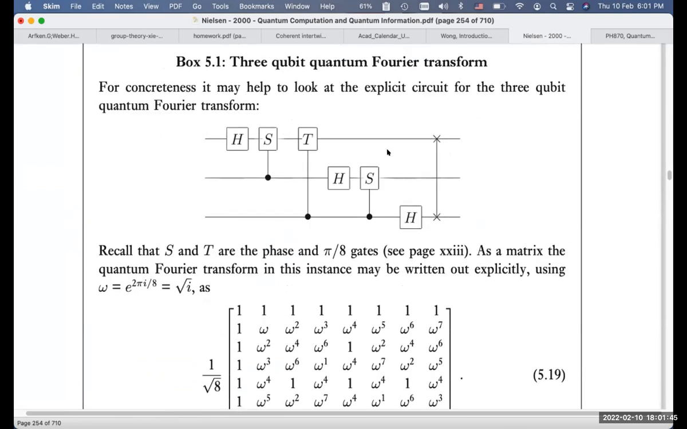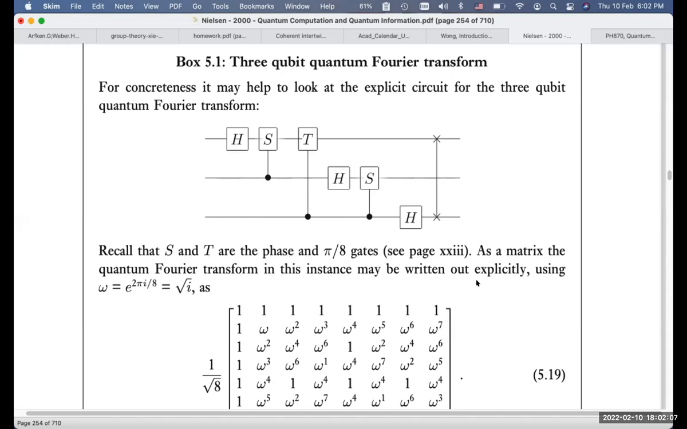And this here is an example of the Fourier transform for three qubits, okay? So you have the Hadamard, then you have R2. Now R2 is simply this S gate, which is a phase gate.